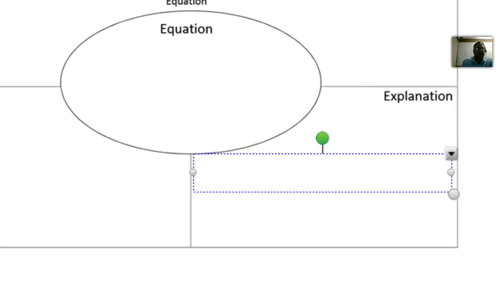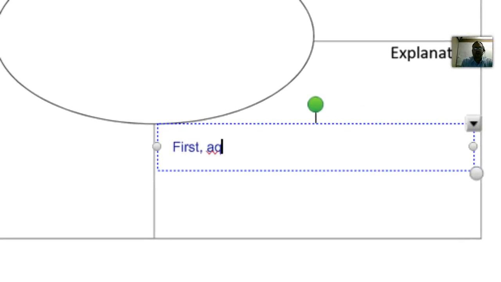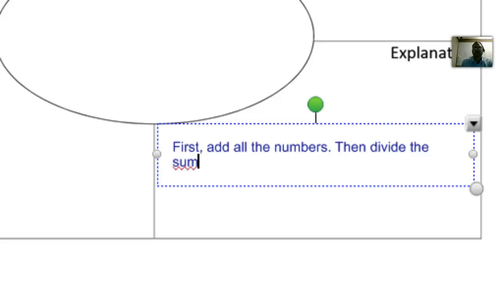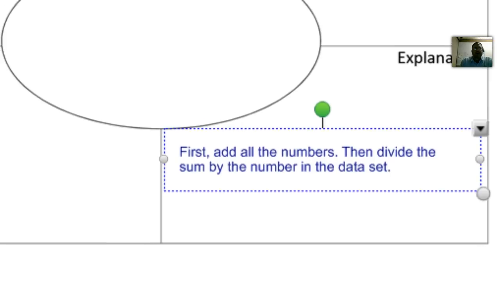Okay, so finding the mean, first add all the numbers, then divide the sum by the number in the data set. So that means if you have 5 numbers in your data set, you divide by 5. If you have 6 in your data set, you divide by 6. If you have 7 in your data set, guess what? You divide by 7. If I go up here and look, I have 1, 2, 3, 4, 5. So I'm going to be dividing by 5.